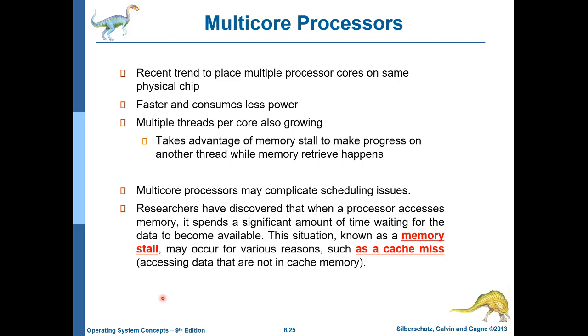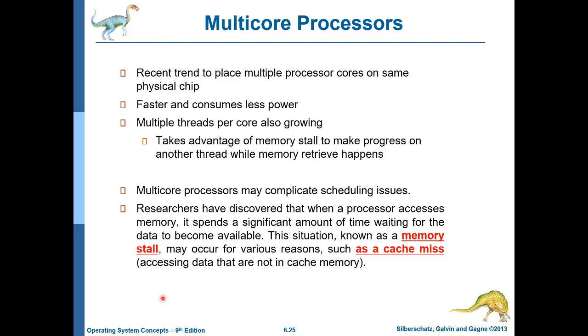So why is it important? Because if you have many cores on one chip, it means that it is faster. The communication between them is faster, and they consume less power because they are very close to each other, so the data moves faster. Then there is another trend which says that multiple threads can be executed on one core. For example, if you have dual thread, 2 threads on one processor, so we have something which is called memory stall.